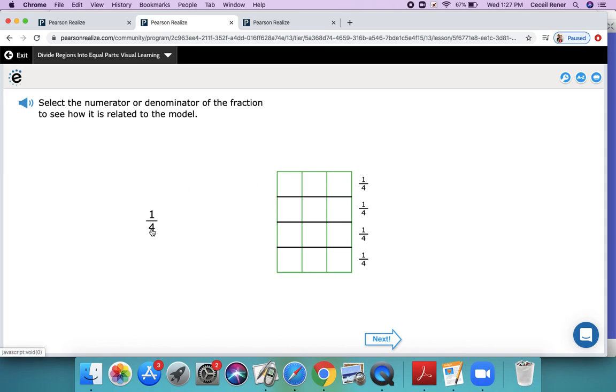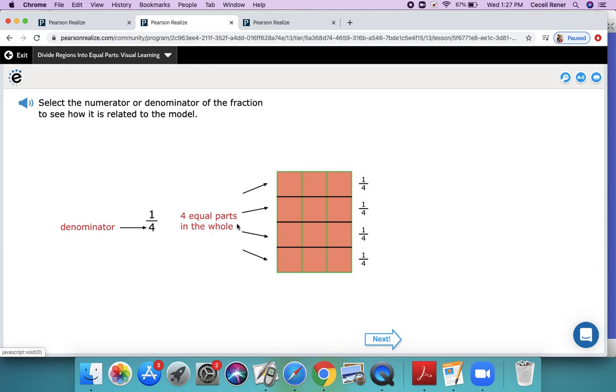The 4 is the denominator. The denominator is the number of equal parts in the whole. So this is one of the equal parts. This is the other equal part, the other equal part, and the other. These are the 4 equal parts. 1, 2, 3, 4. These 4 equal parts make up the denominator.